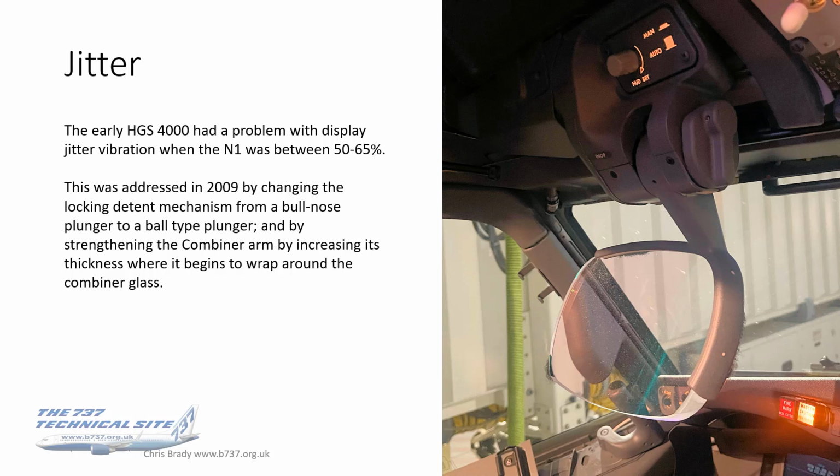The early 4000s actually had a problem with display jitter, vibration between M1s. I think it was 50 to 65%. Just a resonant frequency kind of came in and transmitted through, which I never experienced, but I can imagine was extremely annoying. So that was addressed in 2009 by changing the lock-in detent mechanism from a bullnose plunger to a ball type plunger, and by strengthening the combiner arm. They basically increased its thickness where it begins to wrap around the glass. All of that just changed the harmonics and the resonance and got rid of that jitter problem.